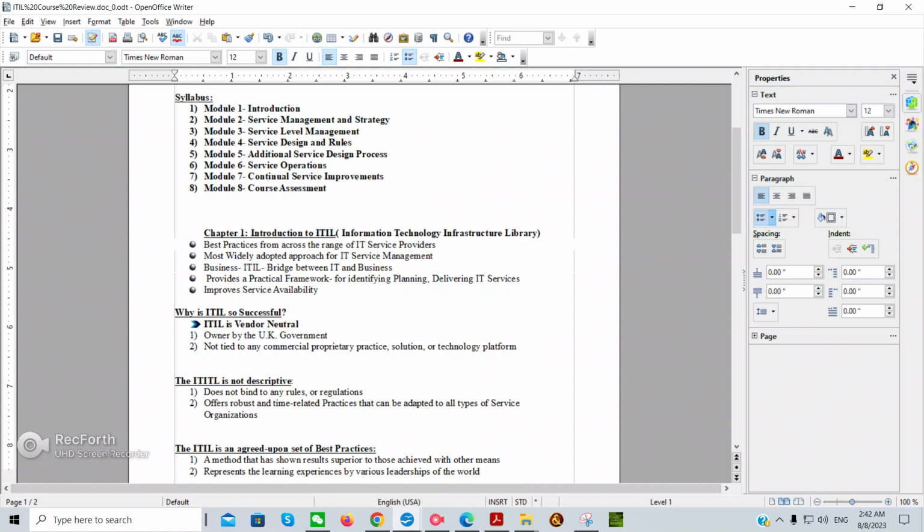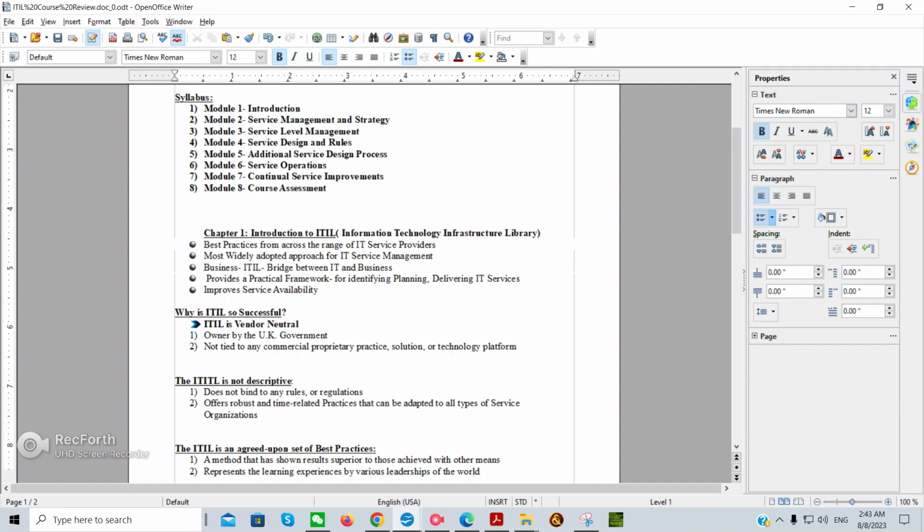Remember something: ITIL stands for Information Technology Infrastructure Library. What it relates to mainly is best practices from across a range of IT service providers, the most widely adopted approach for IT service management. It is a bridge between IT and business, provides a practical framework for identifying, planning, and delivering IT services, and also improves service availability.